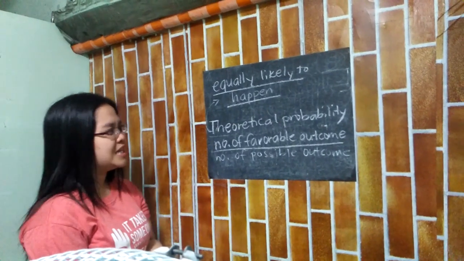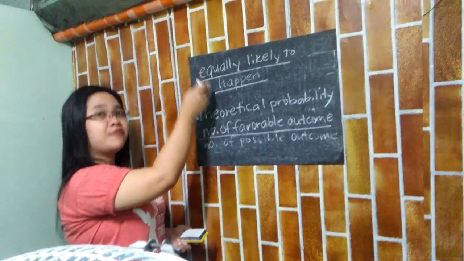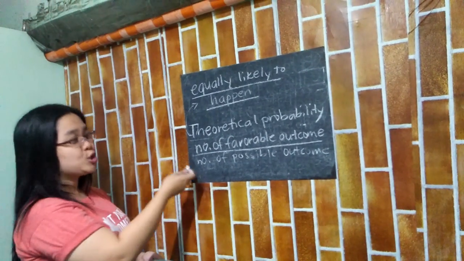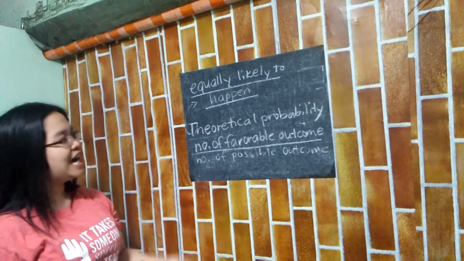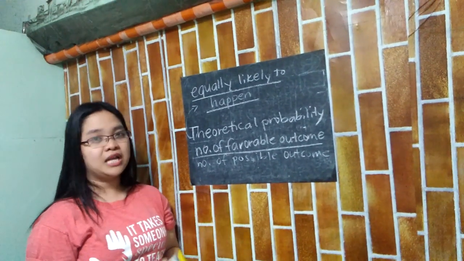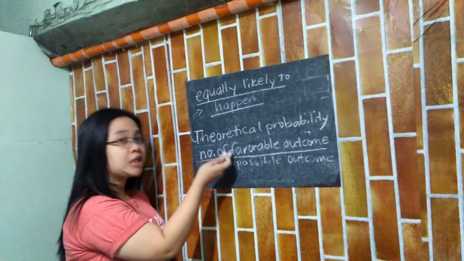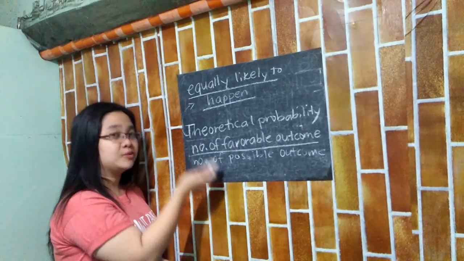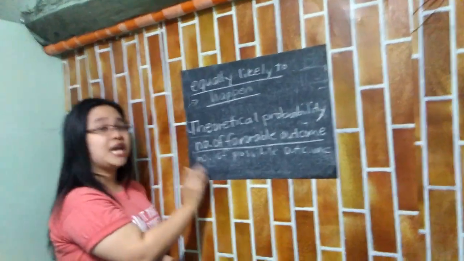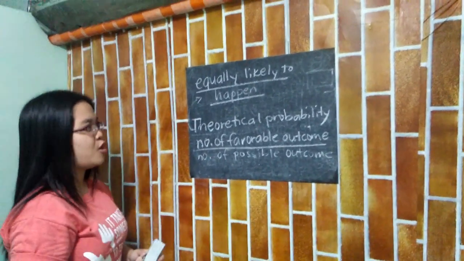So again, theoretical probability is based on the premise that all events or outcomes are equally likely to happen. In short, it can be represented by the formula number of favorable outcome over the number of possible outcome, written in fraction form with favorable outcome on top and possible outcome at the bottom. Take note that since it's a fraction, you have to get its lowest term if necessary by getting its GCF, or the greatest common factor.